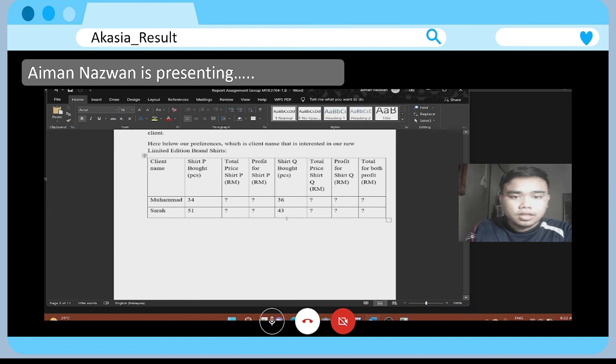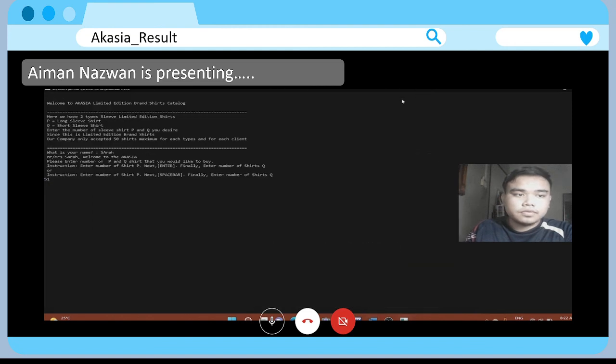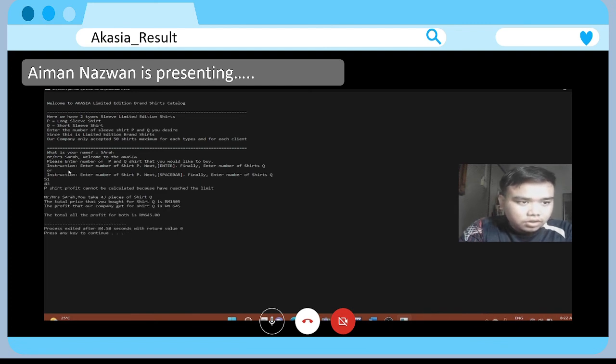Next, Sarah bought 43 pieces of shirt Q. We key in 43. Okay. Shown P shirt cannot be created because have reached the limit. Why? Because our company only accepted 50 shirt maximum for each type and for each client. So for company that have limit 50 shirt only, you cannot calculate about the profit of the shirt P and the total price.